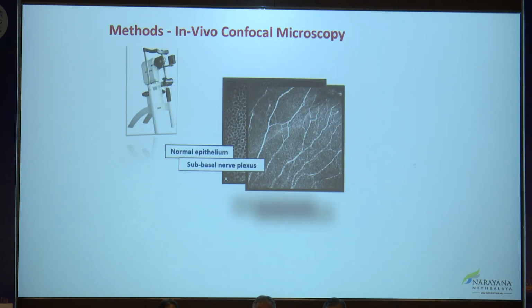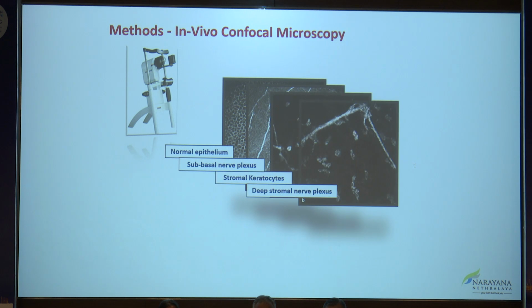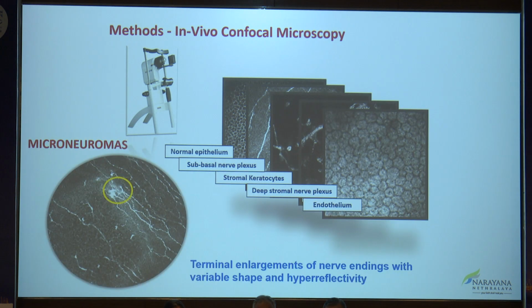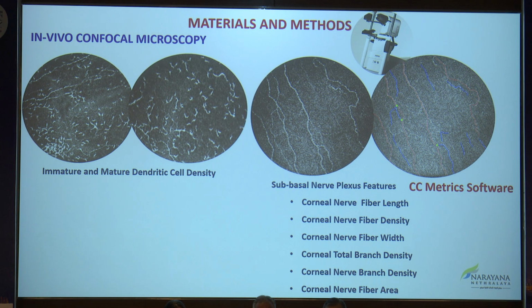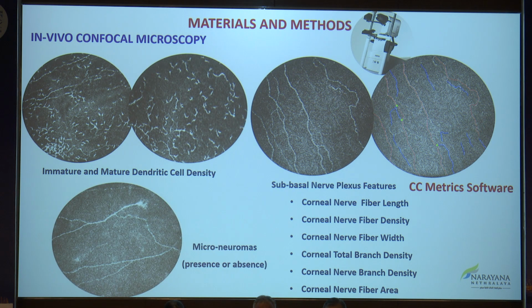The confocal microscopy gives excellent cross-sectional images of all the layers of the cornea. So on confocal microscopy, we studied the dendritic cell density, both mature and immature, the subbasal nerve plexus features, as well as presence or absence of microneuromas.